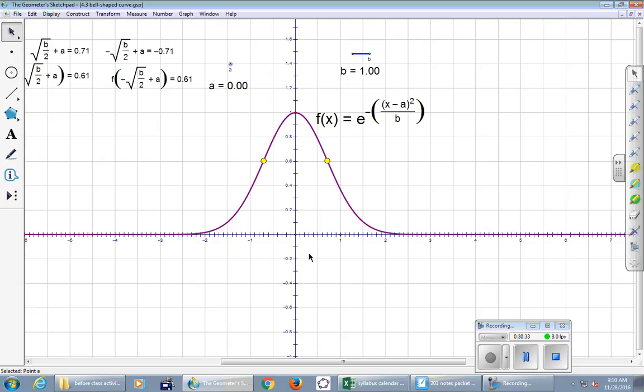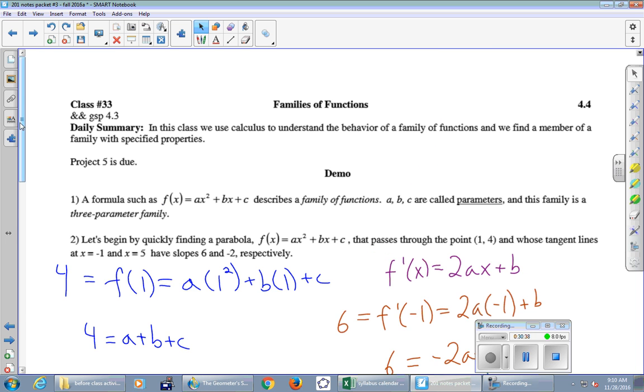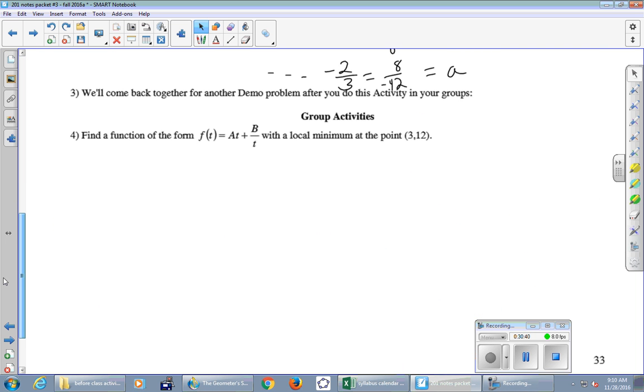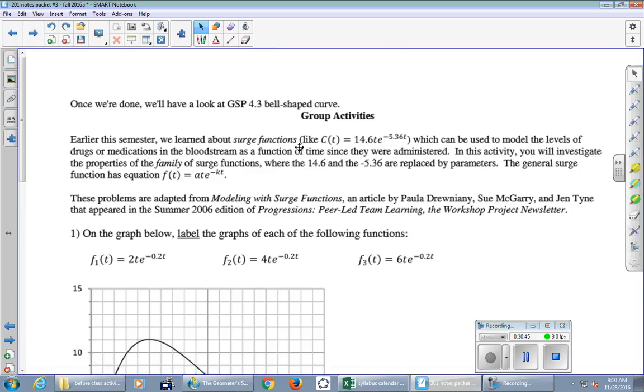Okay. All right. So for the activity, you're going to go back and do this problem right here on the previous page, number 4, and then you're going to go past the one we just did and do the surge stuff.